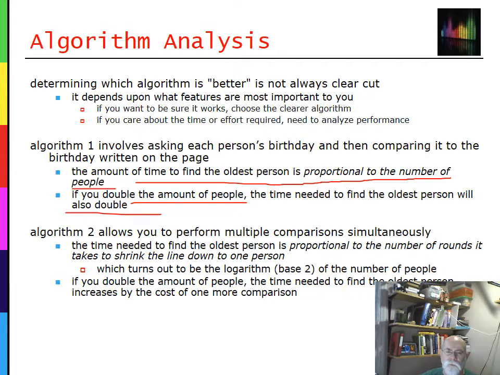So it's proportional. Now the time needed to find the oldest person is proportional to the number of rounds it takes to shrink the line down to one person. This is for algorithm 2. It turns out that this is a logarithm base 2 of the number of people. If you double the number of people using the algorithm 2 method, the time needed to find the oldest increases by the cost of one more comparison. Very efficient.